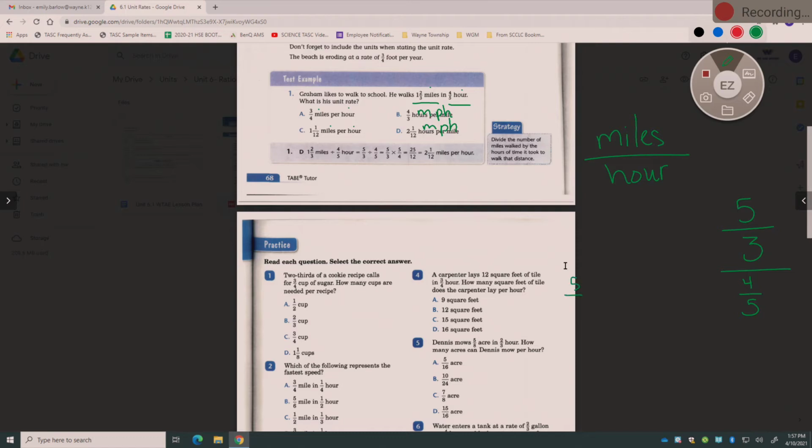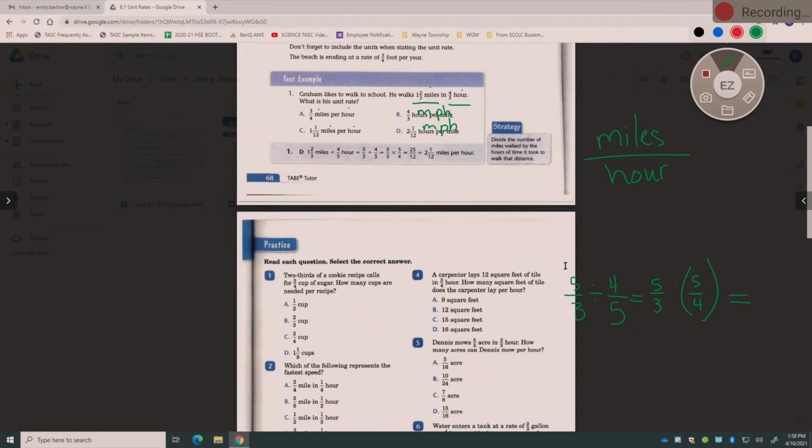Write it out. 5/3 divided by 4/5. But remember, dividing by a fraction is the same thing as multiplying by its reciprocal. So if I want to multiply instead of divide, I just flip that second fraction, which I did not do. So now I will. So if I'm dividing by a fraction, I can multiply by the flip. I can multiply by the reciprocal.